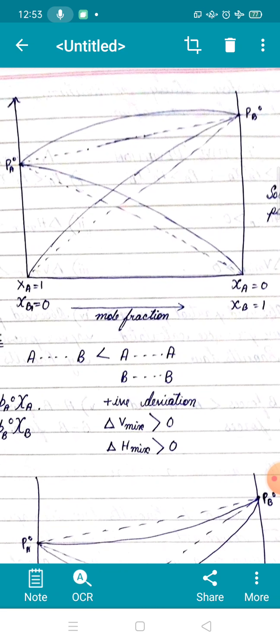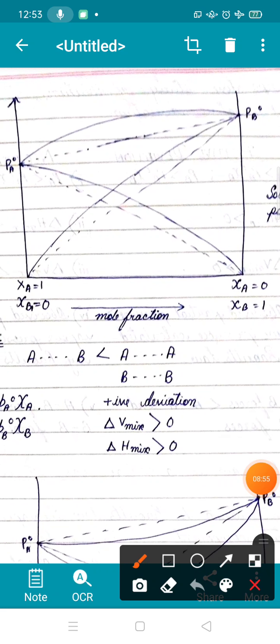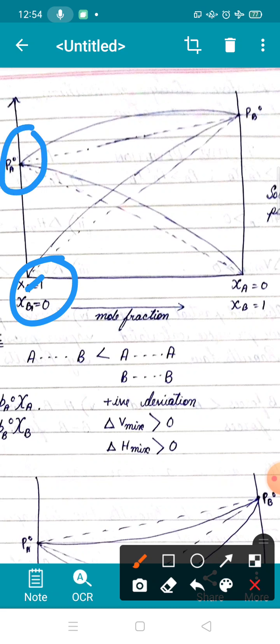Now here you notice, we have taken chi A equal to 1, chi B equal to 0. So if chi A equals 1 and chi B equals 0, that means we have taken pure component A. There is no component B. And the pressure exerted due to this A is PA naught.